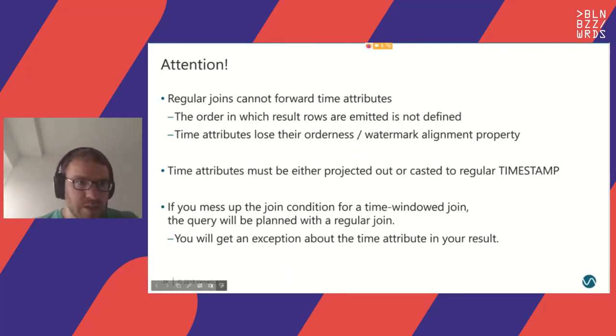I think I've already said this before as well. Regular joins cannot forward time attributes because any record can join with any other record at any point in time. So the order of the emitted rows is pretty much random, and the watermark alignment is then lost.